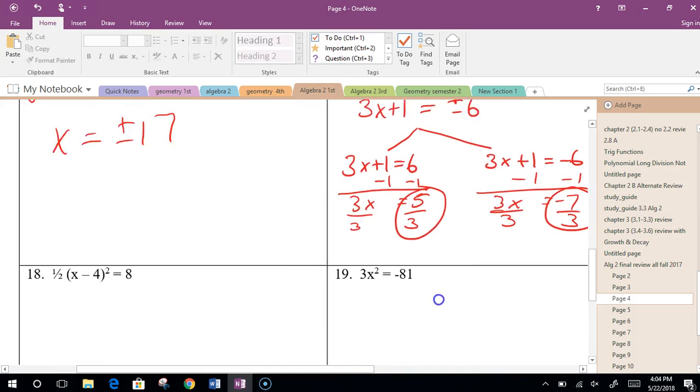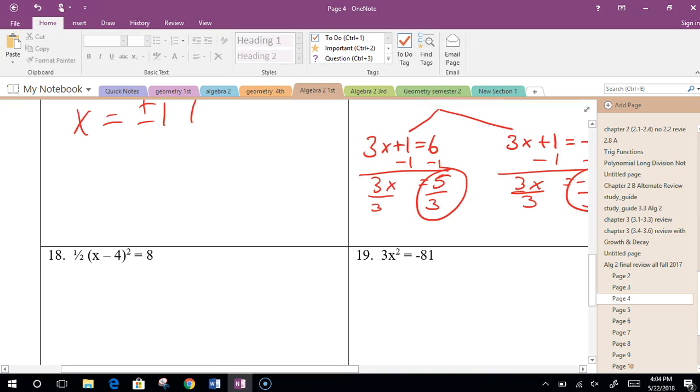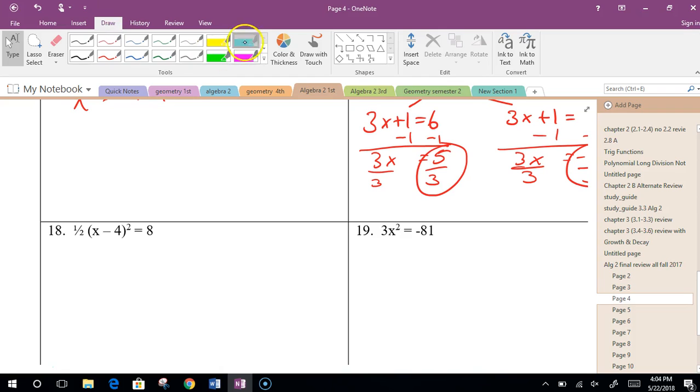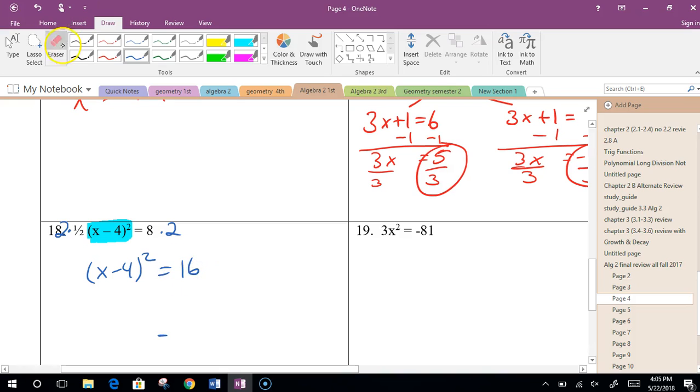Moving on to number 18. Again, we need to isolate everything that has the squared on it. We need to isolate this, so we need to get rid of the 1/2. Well, the easiest way to get rid of 1/2 is to multiply both sides by 2. So that leaves me with x minus 4 squared equals 16.